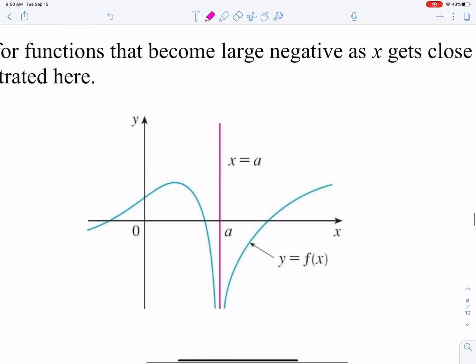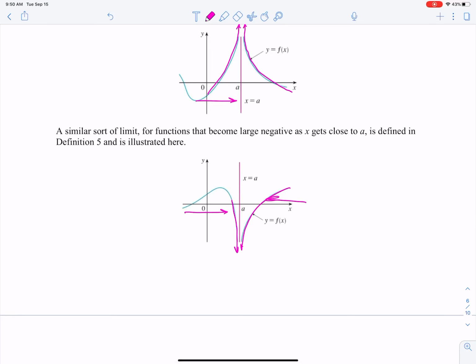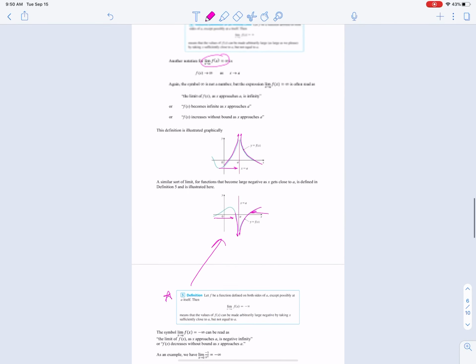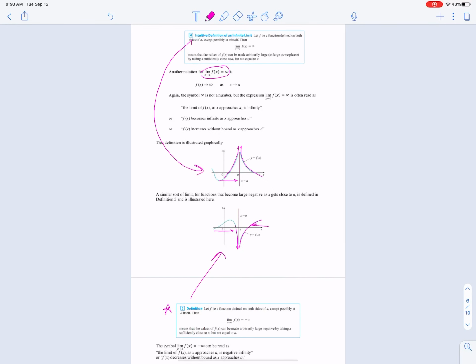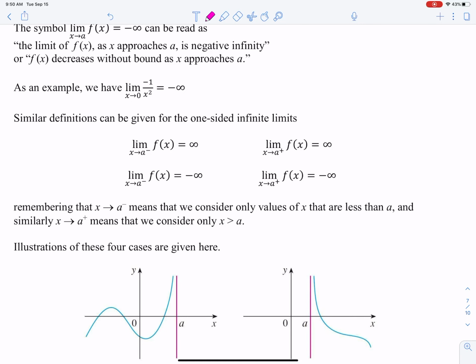Another situation is this graph. Again, as we approach a from the left, we can see the function value goes to negative infinity, and from the right, the function value goes to infinity. These are just different situations that can occur. So this definition is that example, and this definition is that example, just positive and negative infinite limits. That's all. Of course, we're not limited to one or the other. It could be any combination.